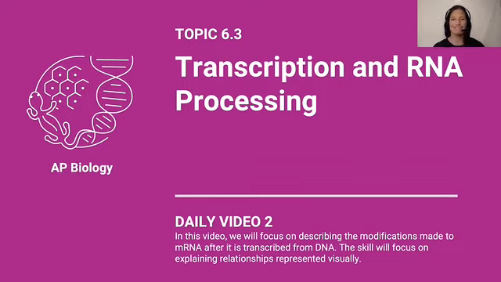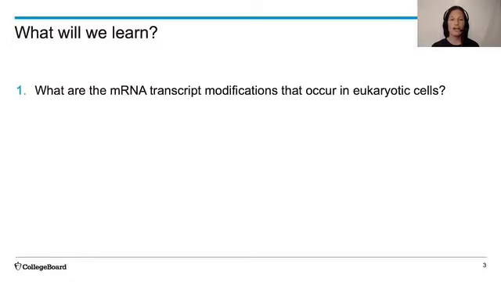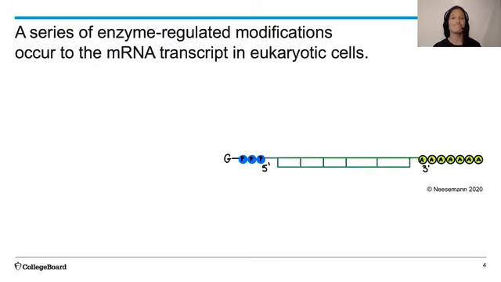Let's get started. So what are our key questions today? We are going to start by looking at the mRNA transcript modifications that occur in eukaryotic cells. We're going to answer the question, what is alternative splicing? And we're going to answer the question, how does alternative splicing result in different proteins? So let's dive into it.